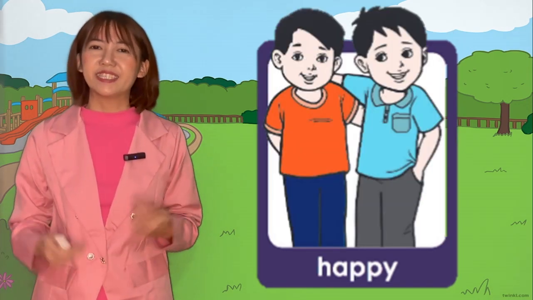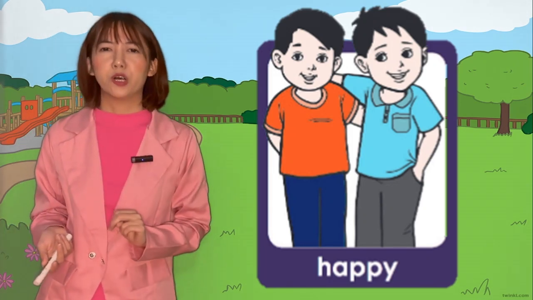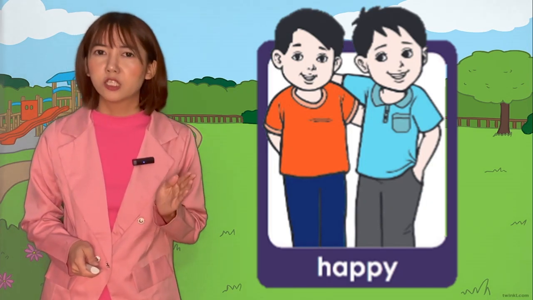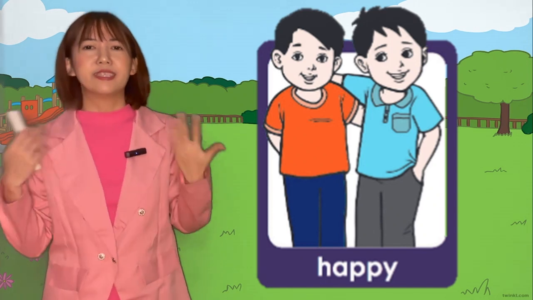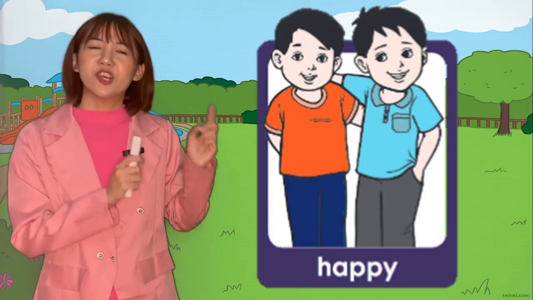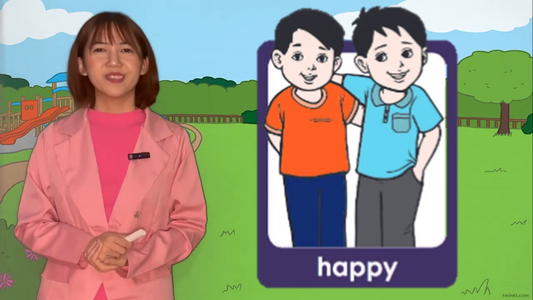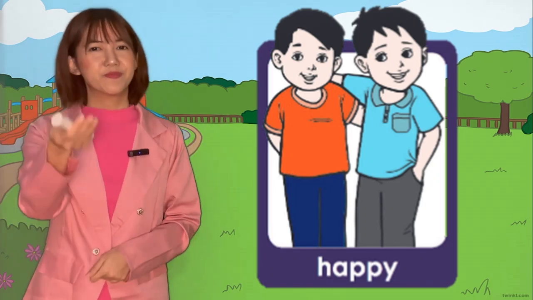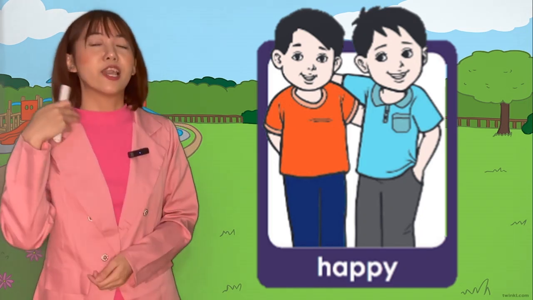Very good. Okay. So, how many people? Two people. Okay. These are my friends. These are. So, we have to use they are. These are my friends. They are happy. Again, these are my friends. They are happy. These are my brothers. They are happy. Again, these are my brothers. They are happy.